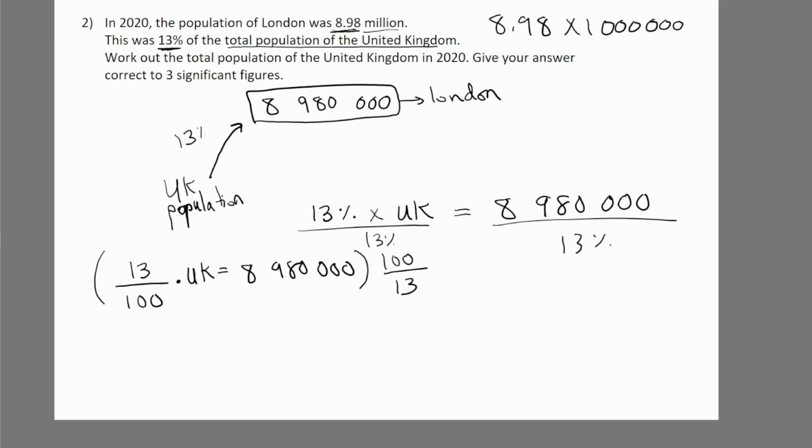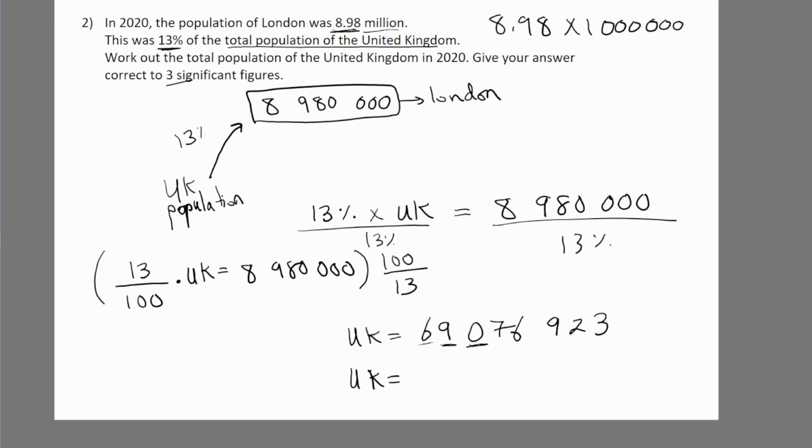And so we get that the population of the UK is 6,976,923. Of course, he asked us to give this to 3 significant figures. So your final answer should be, let's count. This is the first significant, this is the second significant, and this is the third significant.